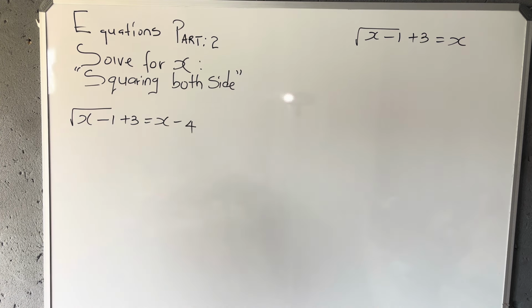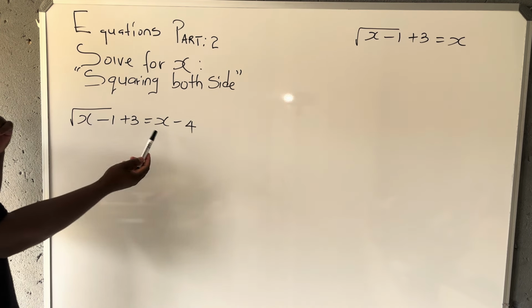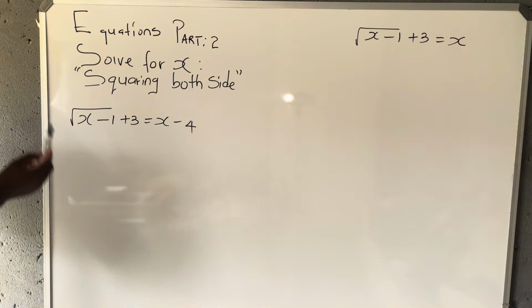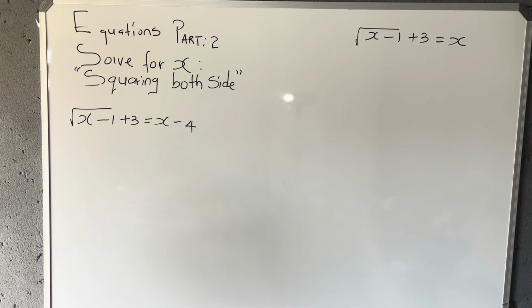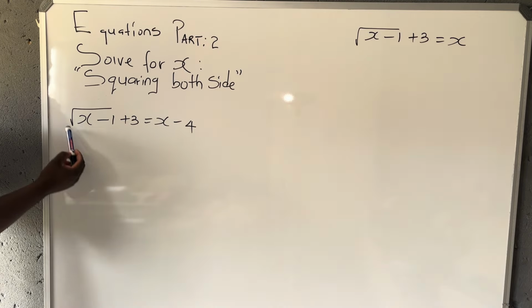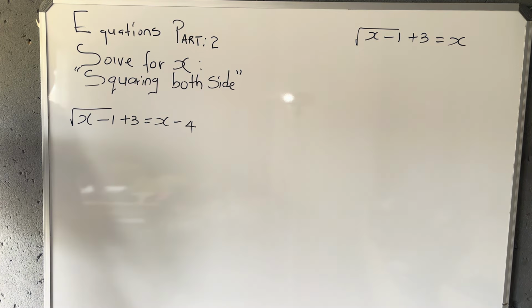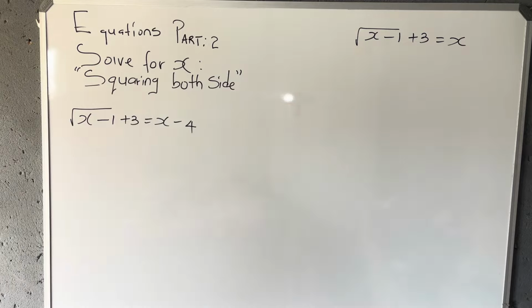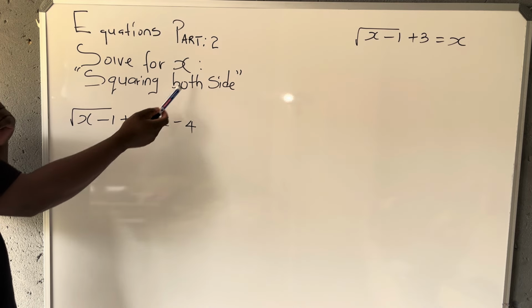Bear in mind that in the exam, they'll just tell you to solve for x. They'll never give you instruction as to which method to use. But you should be able to look at the equation and tell that this is what I must apply, squaring both sides. Now, how do you see that you have to square both sides? The moment you see a square root somewhere, you know for a fact that you must square both sides.